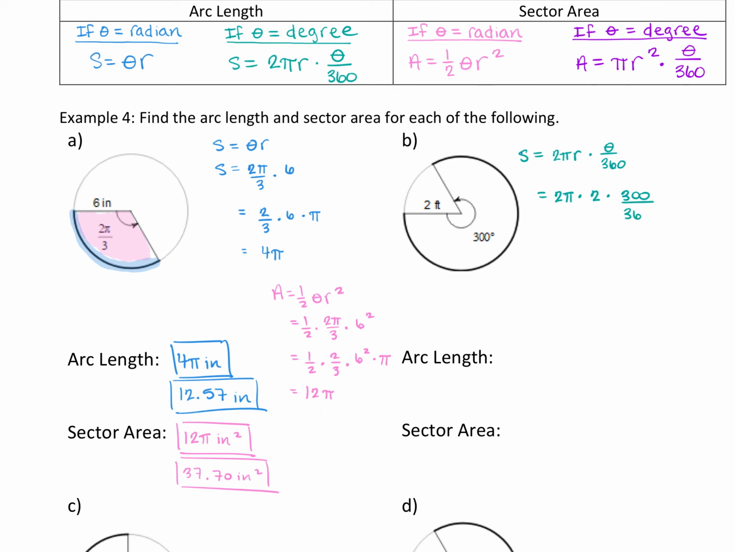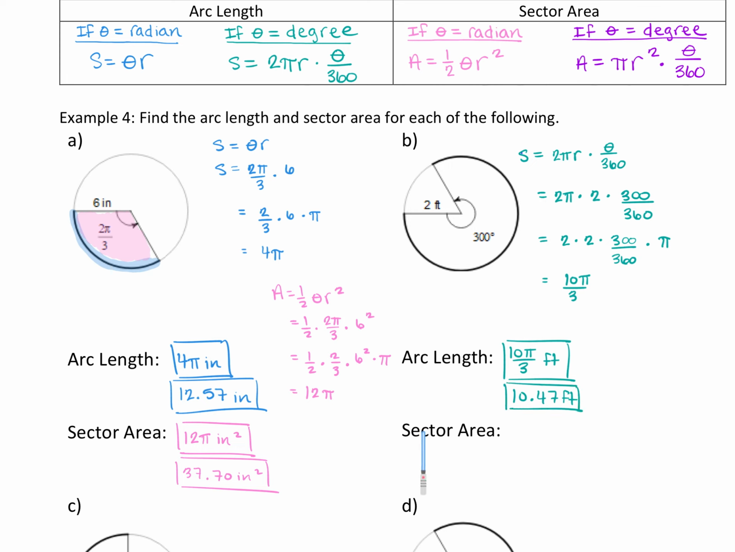divided by 360. So to find exact, you would take the 2, multiply it by the 2, multiply it by 300 over 360, and then save the pi until the very end. Typing this into your calculator gives us 10 thirds, and then we have the pi. So exact is 10 pi thirds, and we're using feet. And then approximate is when you type that into your calculator, and it gives us 10.47 feet.